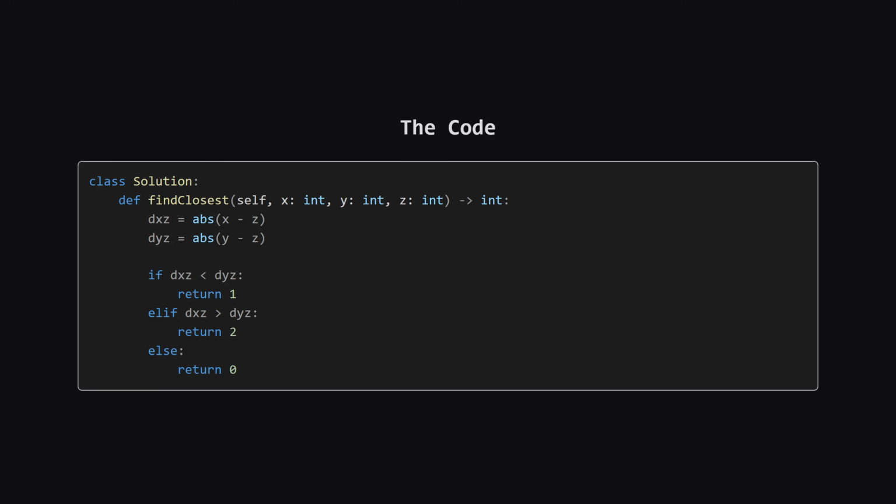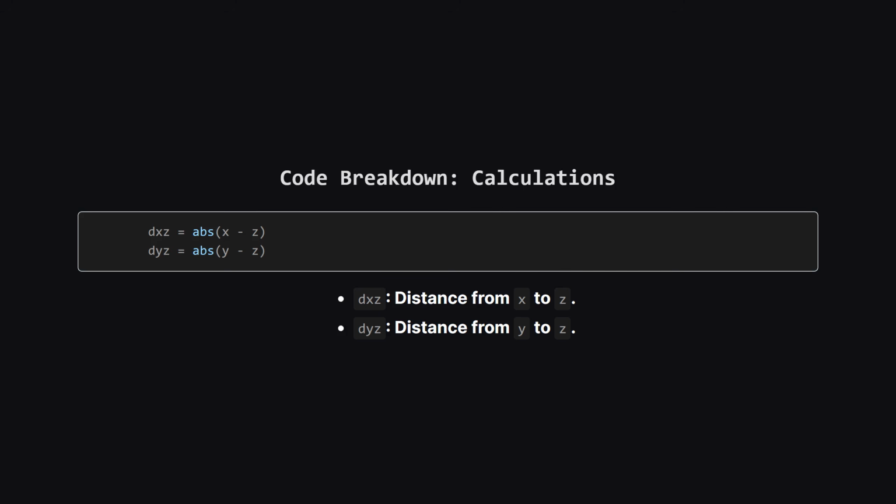And here's what that logic looks like in Python code. It's just as clean and simple as the idea itself. Let's quickly break it down. First, we calculate the 2 distances we talked about. We create a variable, let's call it dxz, which holds the absolute distance between person 1 and the target. Then we do the same for person 2, storing their distance in a variable we can call dyz.